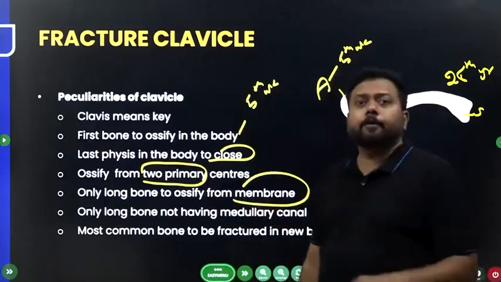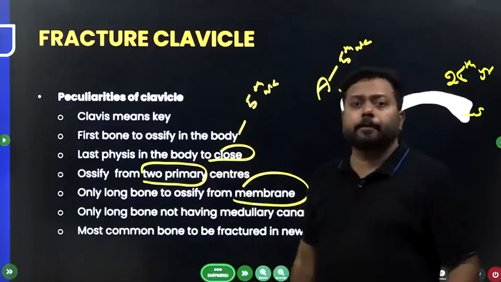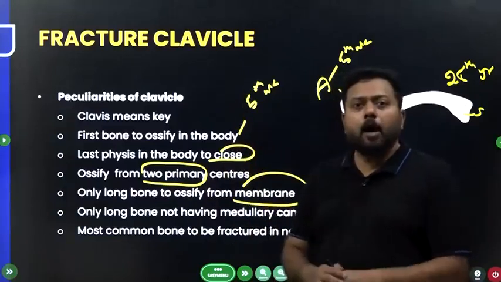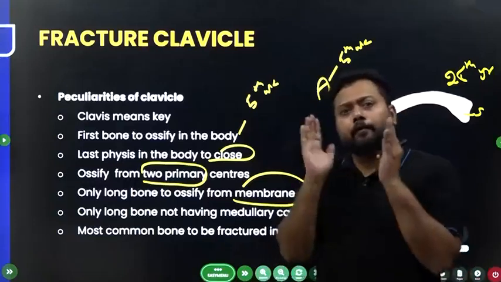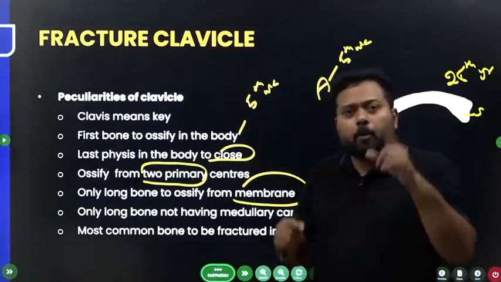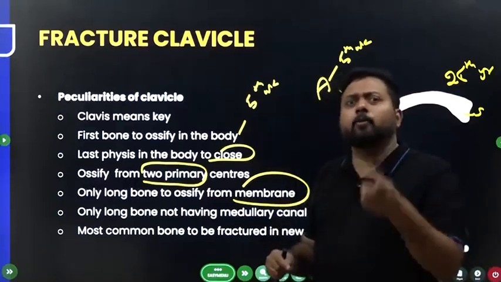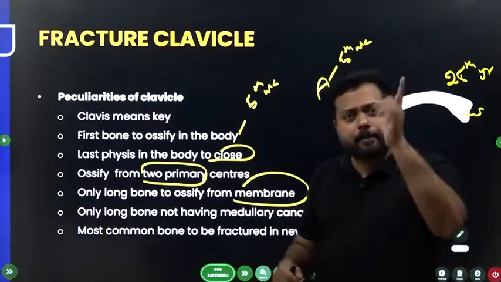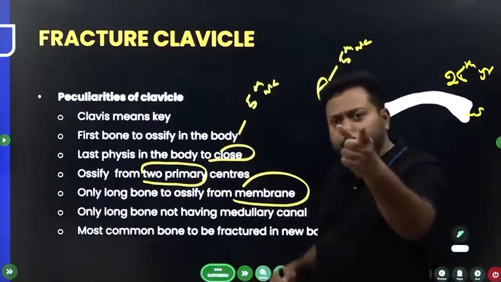Because there are 2 types of ossification. One is called endochondral ossification, another is called membranous ossification. All long bones ossify endochondrally, all flat bones ossify membranously. The only long bone in the human body to ossify membranously is clavicle. 10 lakh times repeated MCQ.